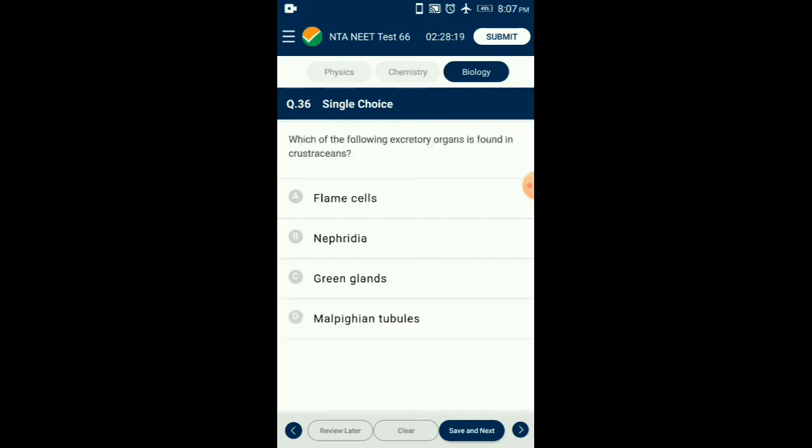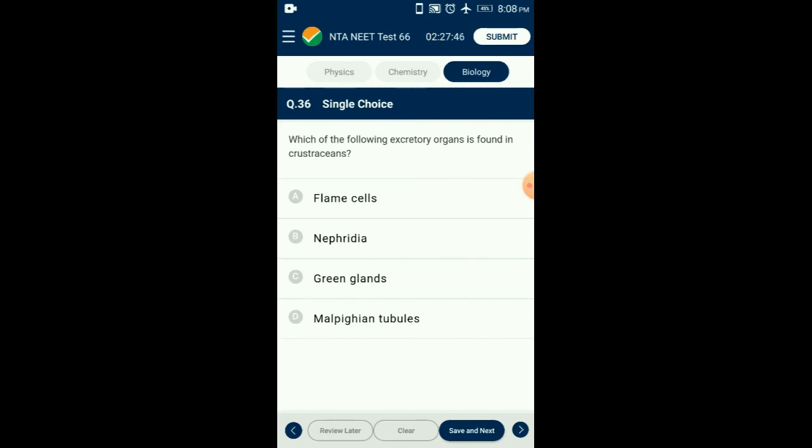Question number 36. Which of the following excretory organs is found in crustaceans? Protonephridia or flame cells are the excretory structures in platyhelminthes, for example flatworms and planaria, rotifers, some annelids, and the cephalochordate amphioxus. Protonephridia are primarily concerned with ionic and fluid volume regulation. It is generally called osmoregulation.